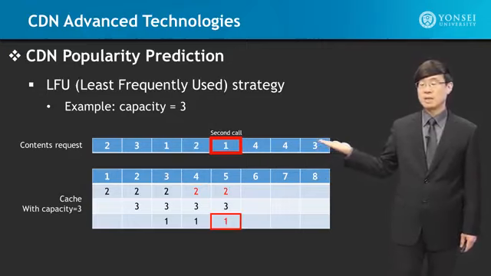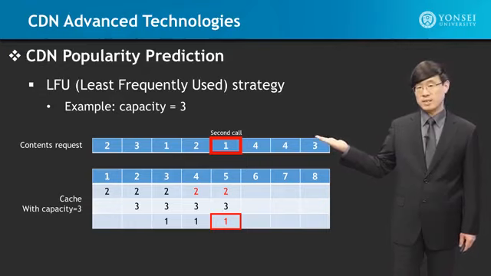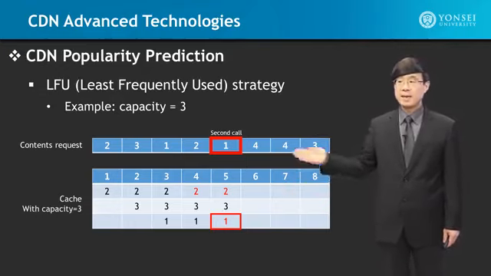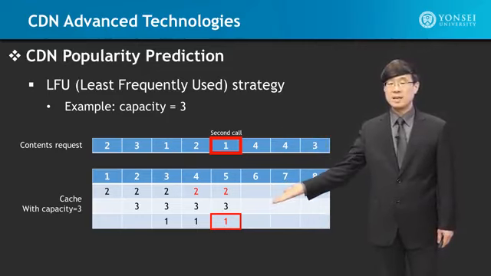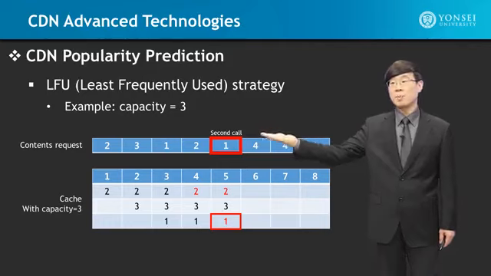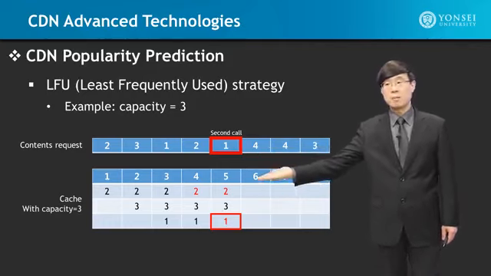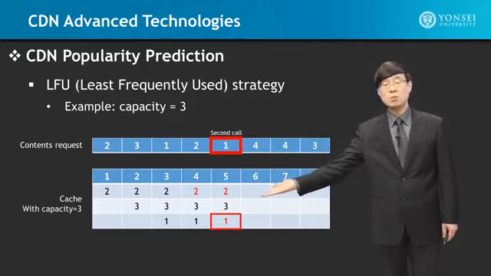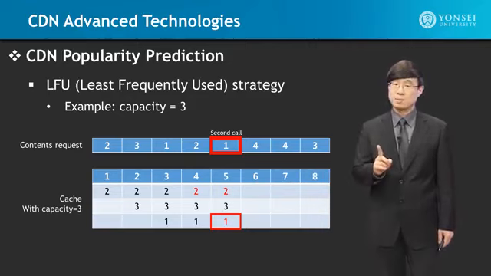Then content 1 comes in. Content 1 was requested, so it is recorded here. It was already inside, but now it is recorded that its frequency has increased by 1 because it's been requested, and this is its second call. So it's more popular. Currently, the least popular is content 3, because content 2 was requested twice, content 1 was requested twice, but content 3 was requested only once.